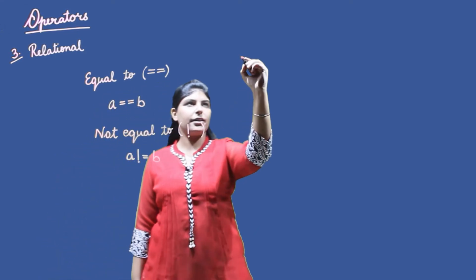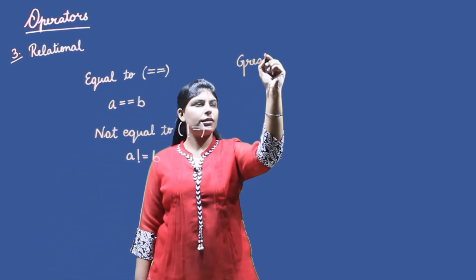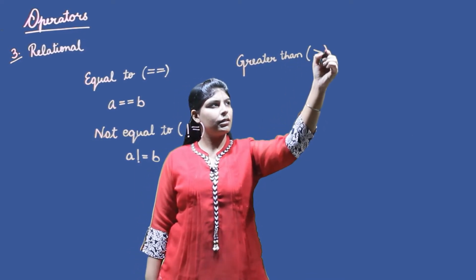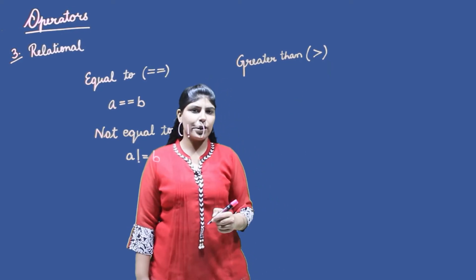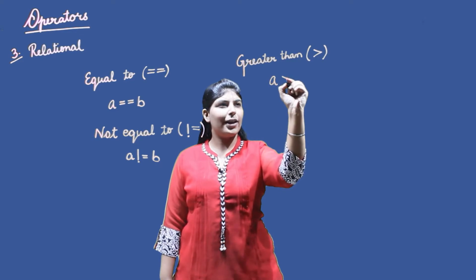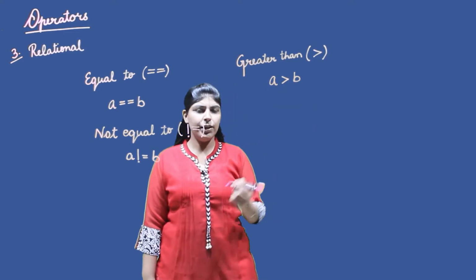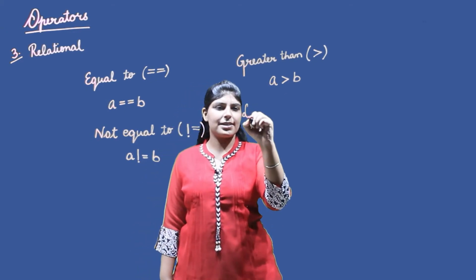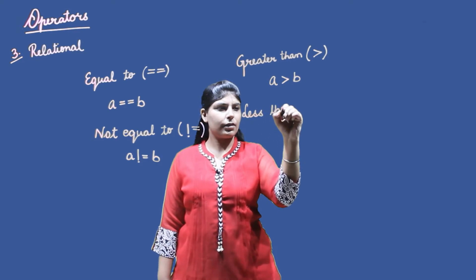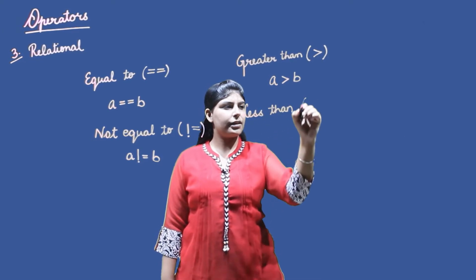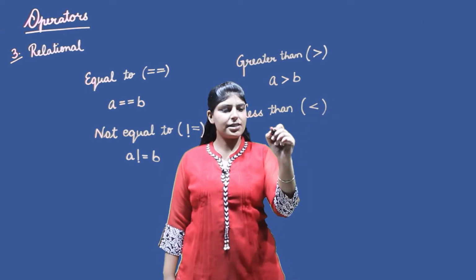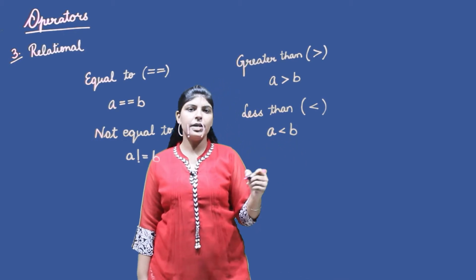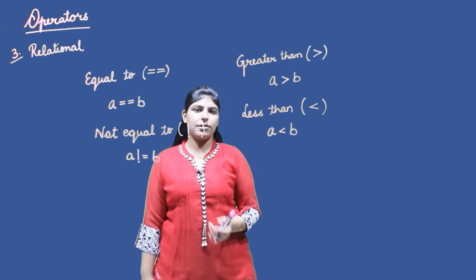The next relational operator is greater than. It is represented by greater than sign. It returns true if the first variable is greater than the second. So if the value of a is more than the value of b, this expression returns true, otherwise it returns false. Next we have less than. It is represented by less than sign. If I write a less than b, if value of variable a is lesser than value of variable b, then this expression is true, otherwise it returns false.